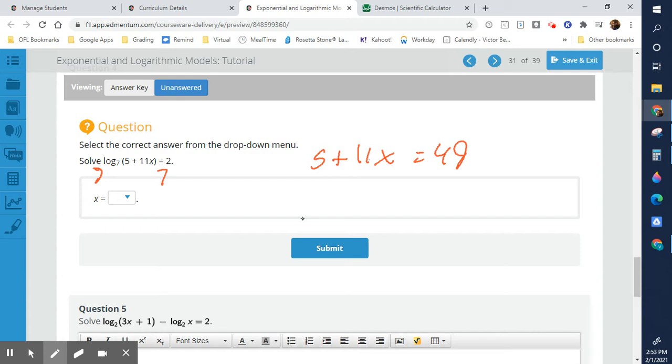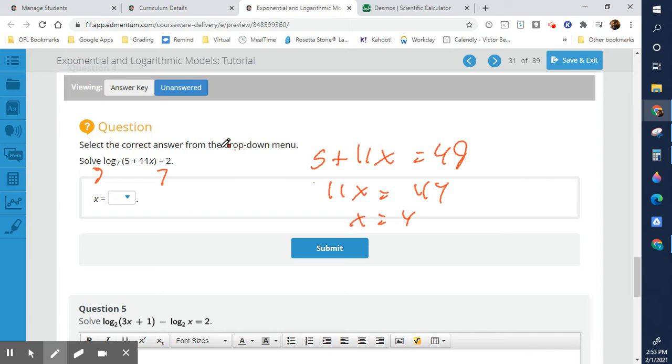This 5 plus 11x can be viewed as 11x plus 5. So in other words, we're adding 5. So we want to subtract that 5, or what I like to say is, this is a positive 5. How do we get rid of positive 5? We're going to subtract it. We're going to make it negative. So we get 11x is equal to 44, because 49 take away 5 is 44. Therefore, x is equal to 4.